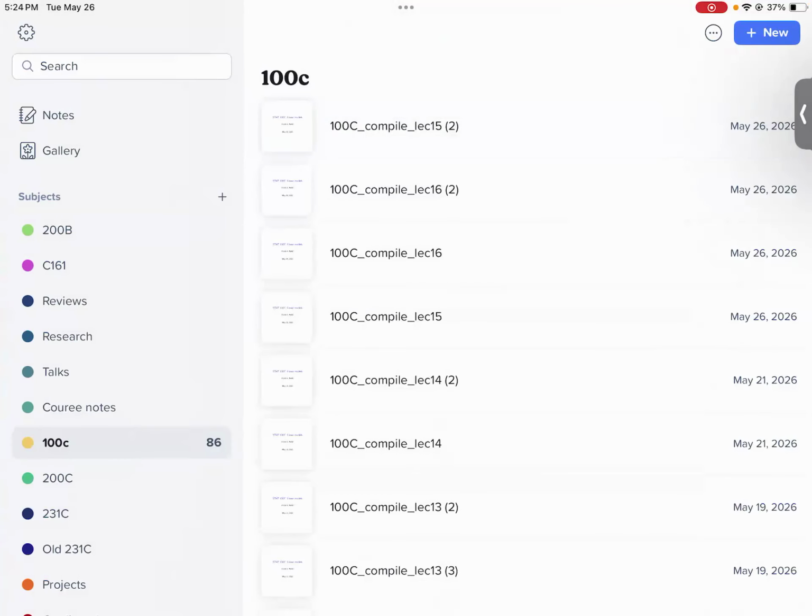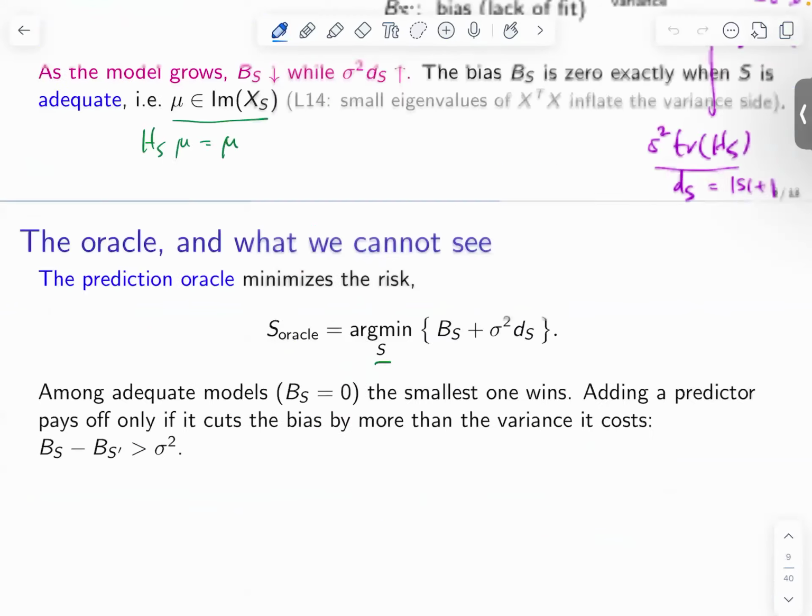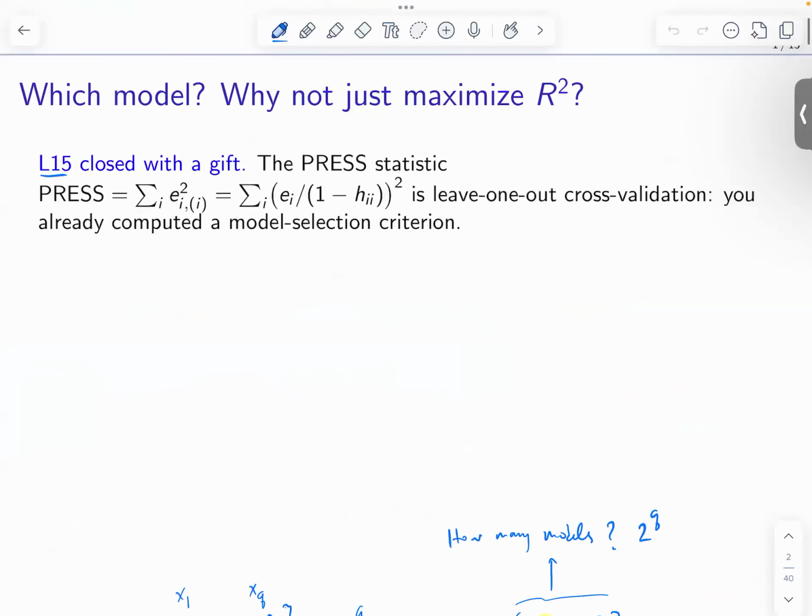Any questions about influence? Okay, this is lecture 16. It's supposed to be the current lecture, which is just starting off.